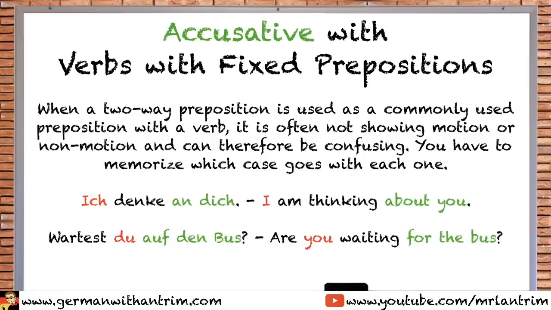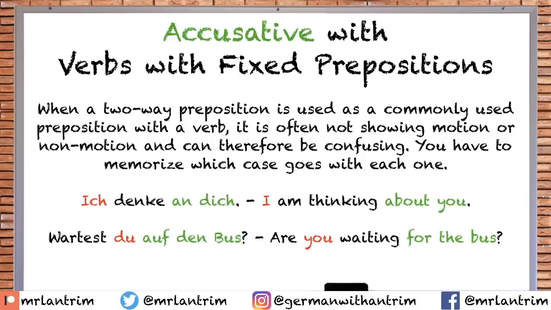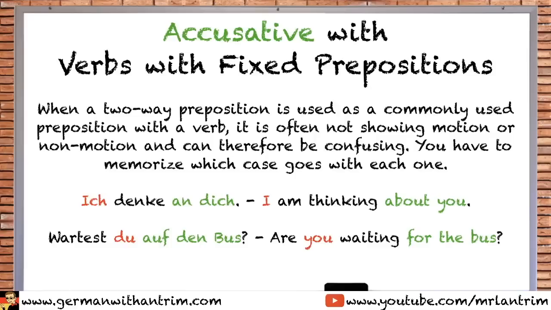Generally speaking, you're just going to have to memorize which ones take the accusative case and which ones take the dative case. I've got a link in the description for where you can find a list of these verbs and what prepositions are commonly used with them, but it's really confusing and doesn't make a whole lot of sense. But denken an, or ich denke an dich, that's accusative case because it just is.